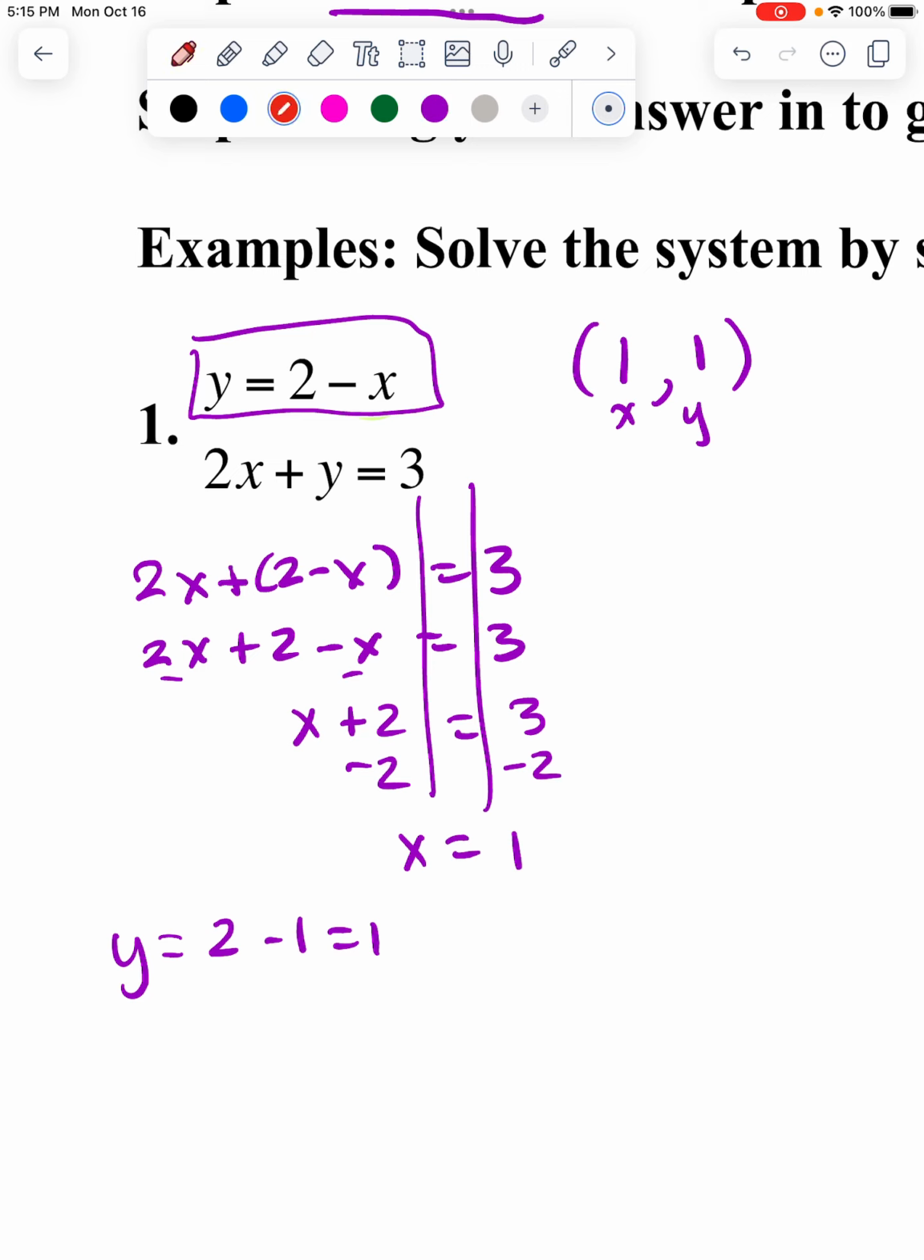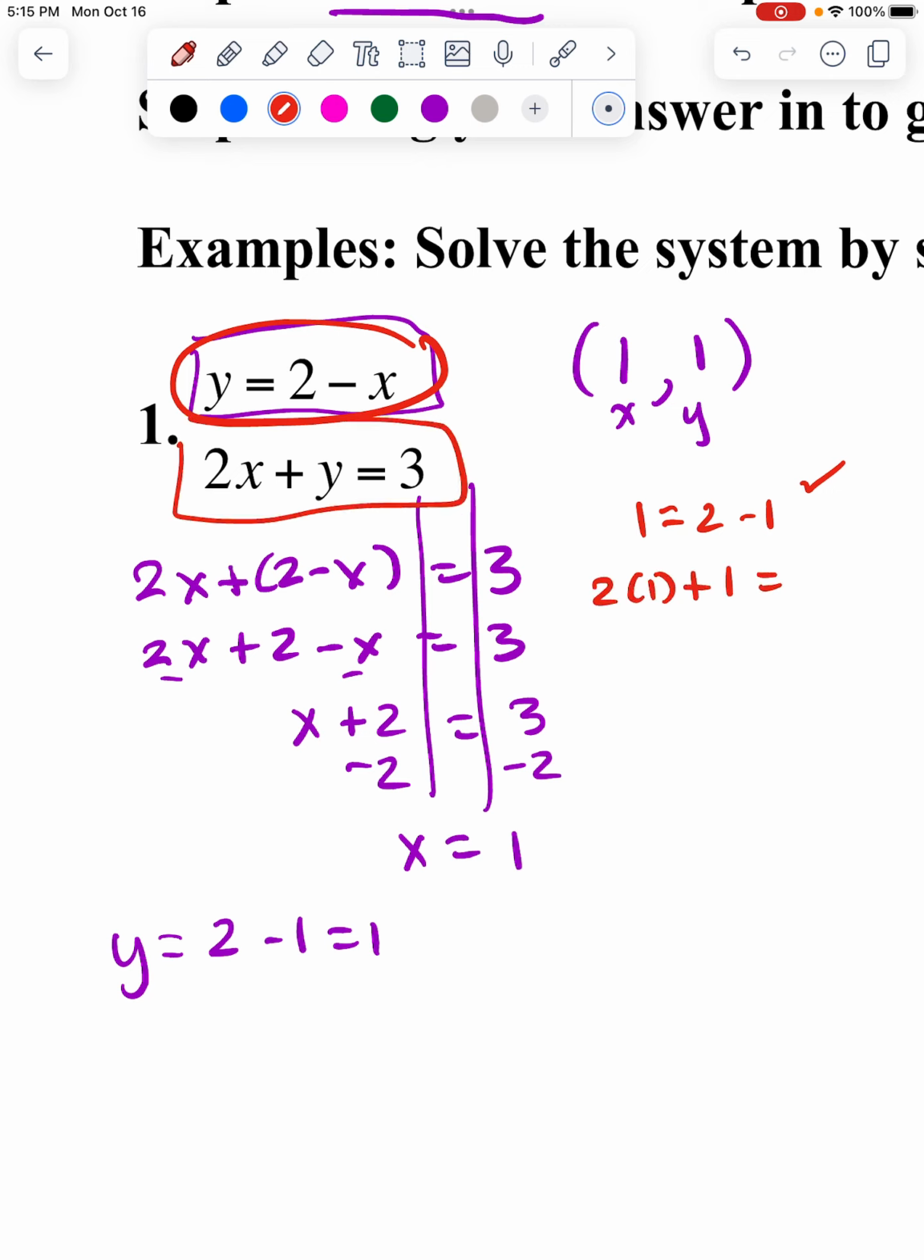And then just like with graphing, you can check. I'm going to put a 1 in for the y and a 1 in for the x. That is true. Bottom equation, I'm going to put in a 1 for the x and again for the y, and 2 plus 1 is 3, also true. So it's possible for me to check my answers on all of these problems.